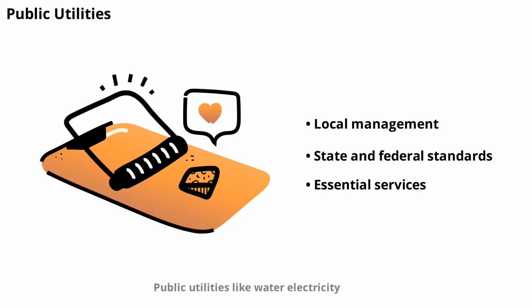Public utilities like water, electricity, and waste management are typically managed by local governments, but states and the federal government set safety and environmental standards. This ensures that everyone has access to essential services while protecting public health and the environment.